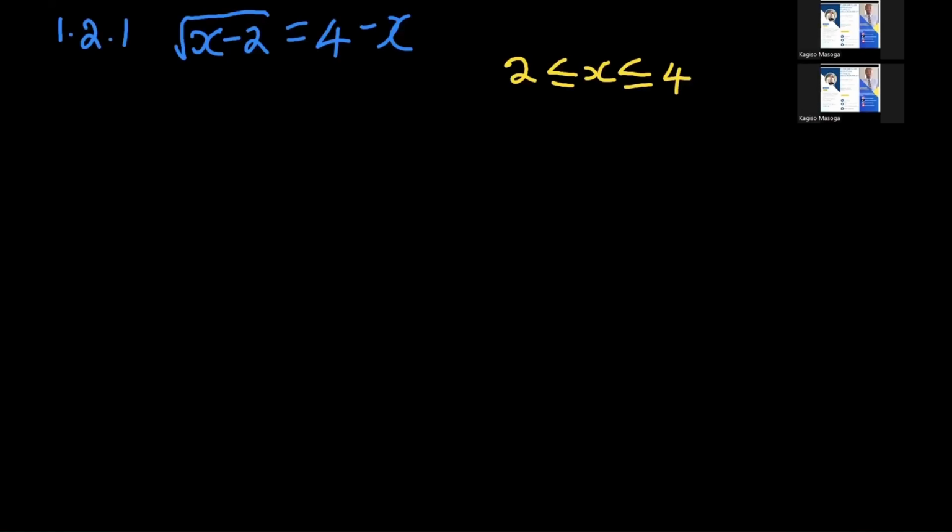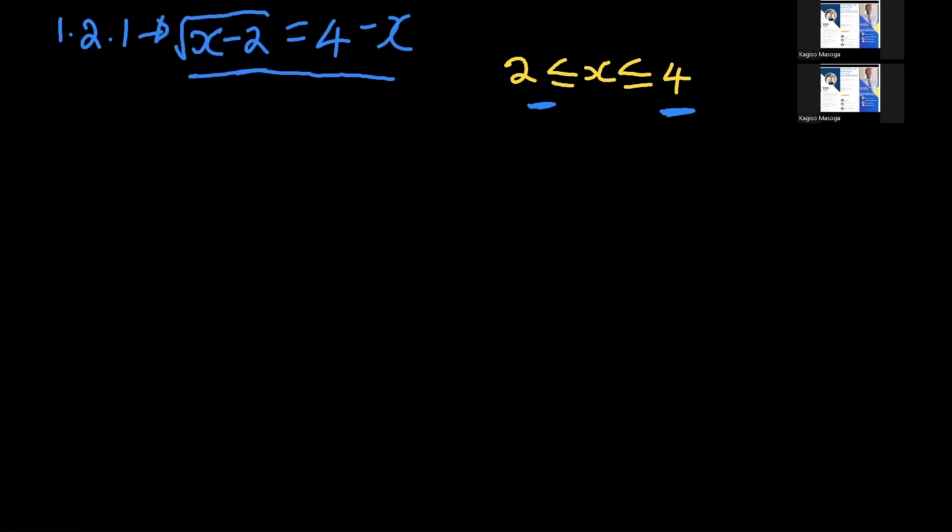Okay guys, so let's take a look at this equation and try to figure out why it only works when x is between 2 and 4, without actually solving it. So first up, check out the square root on the left side.